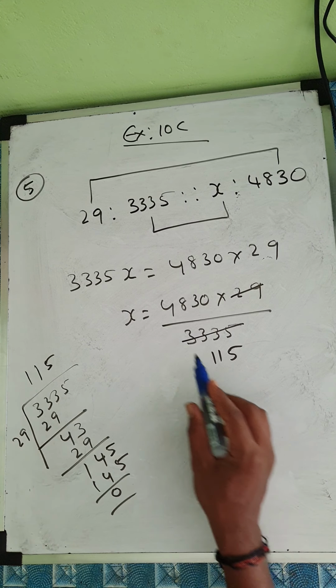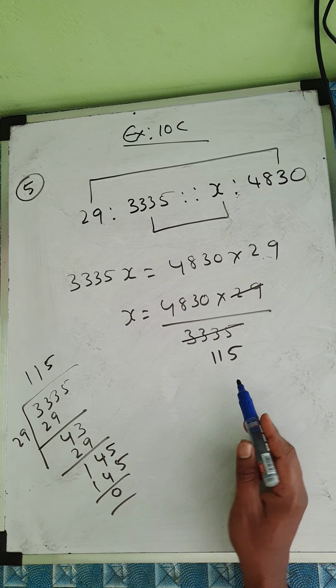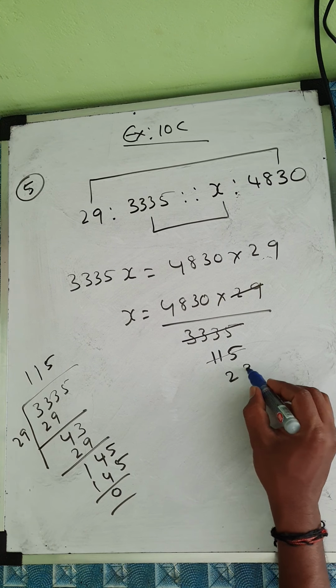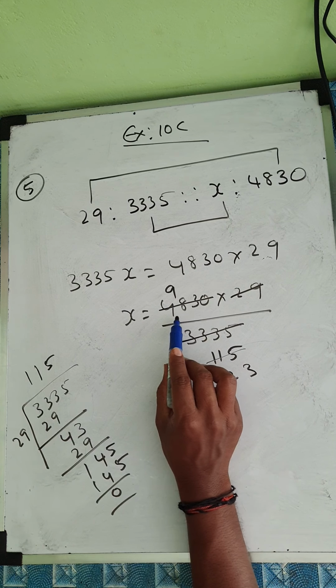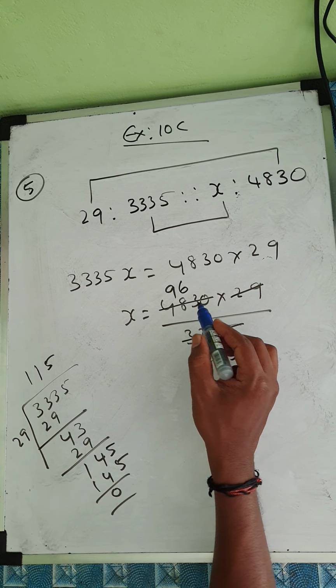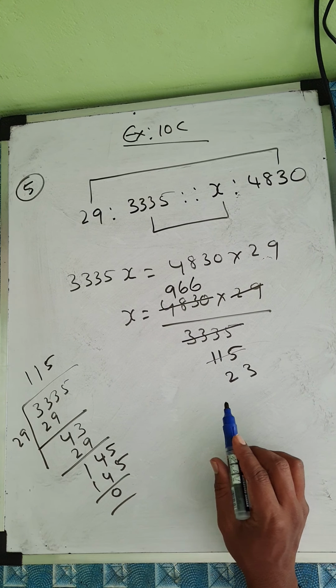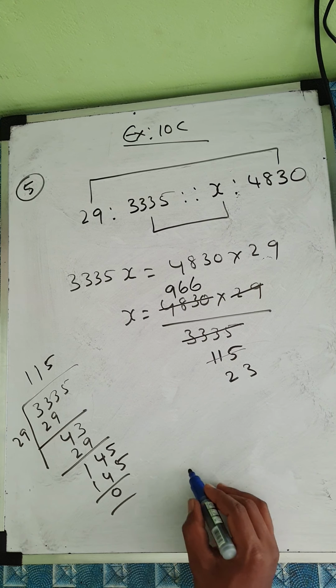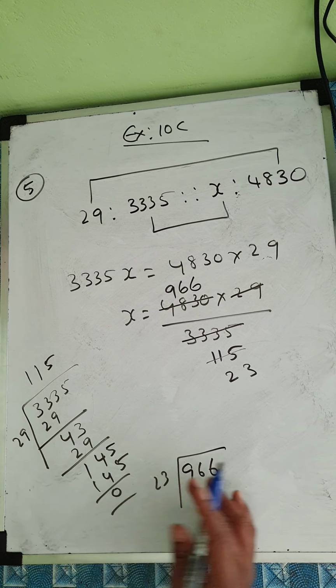Again, 4830 also we will divide by 115, or we can cut by 5 also. I cut by 5 here, 23, 50. And again here, 966. So 966 divided by 23. We can just divide it. Do it on your rough side.